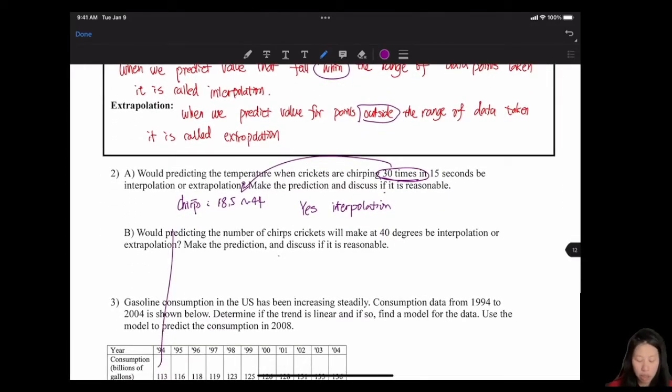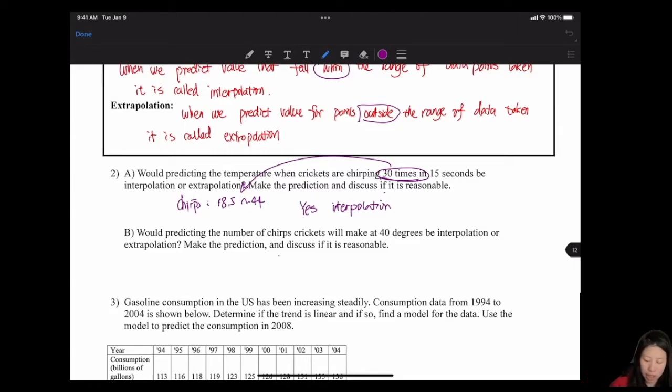Okay, so the second one is, let me erase that. So we're predicting the number of chirps the cricket will make at 14 degrees. Would it be interpolation or extrapolation? Make the prediction and discuss if it is reasonable. Oh, I forgot to make the prediction. You can use GeoGebra to make the prediction by typing X and Y. I'll show you later in the next example. So when it comes to degree, it's 14 degrees.